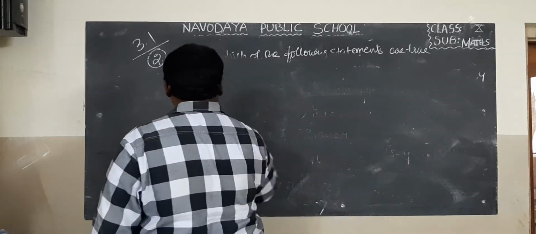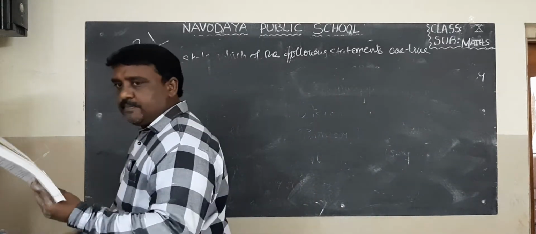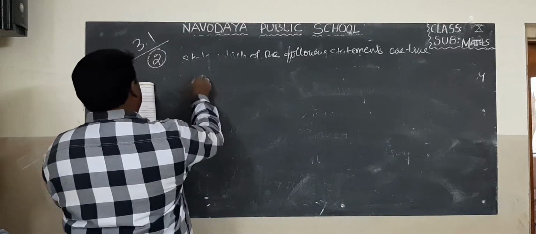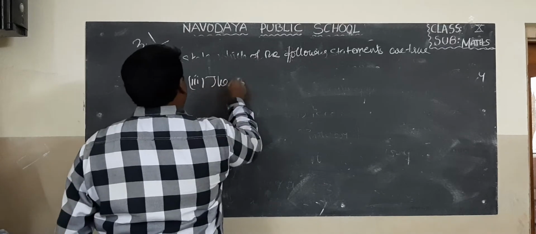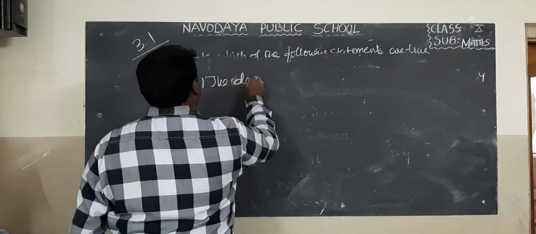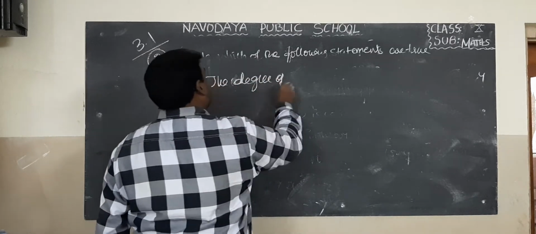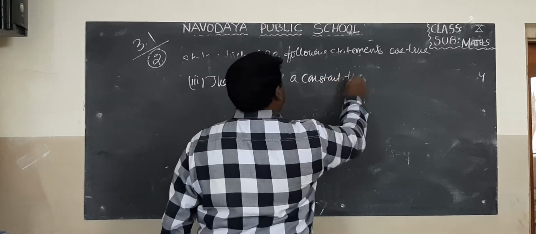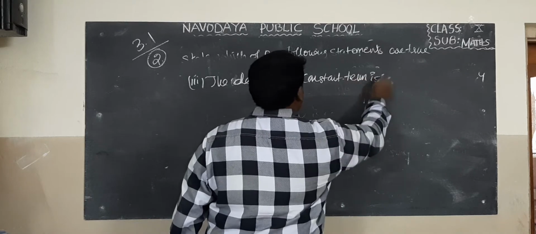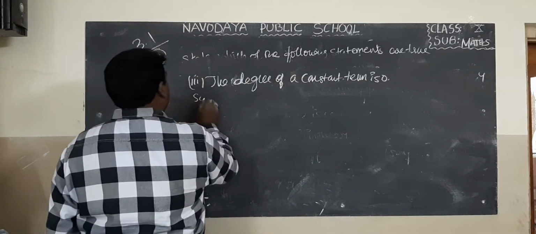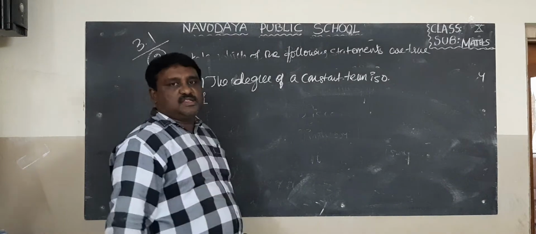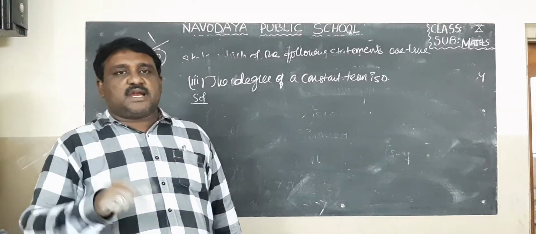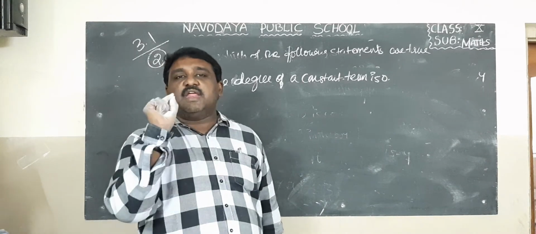Third one. What is the third one? The degree of a constant term is 0. True or false? I told you already, in the introduction, degree of any number is 0.